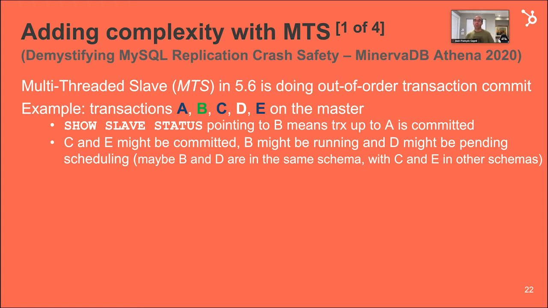If I have transactions A, B, C, D, E on the master in that order in the binary logs, show slave status might be pointing to B. It means A is executed on the slave. But C and D might also be already executed because of out-of-order commit. They could be in different schemas, which is how multi-threaded slave works in 5.6. So C and E are being committed, B is being executed, and D is pending. So we have a hole in the state of the slave.